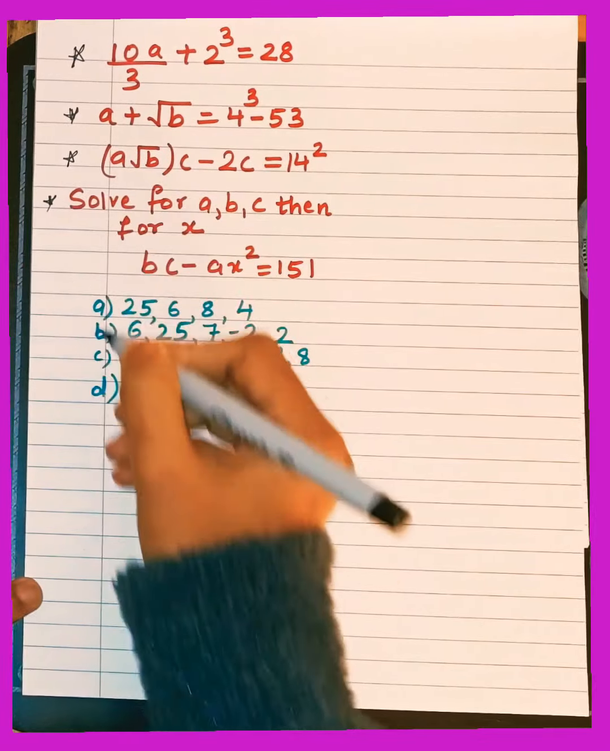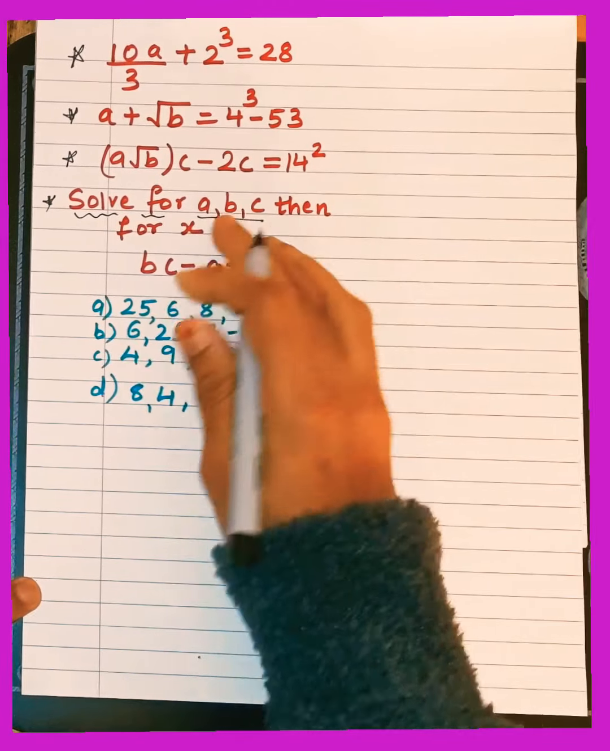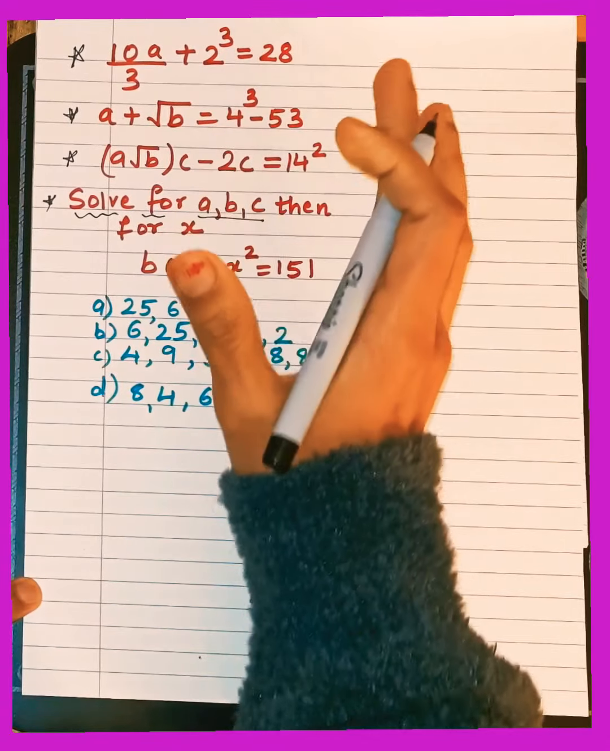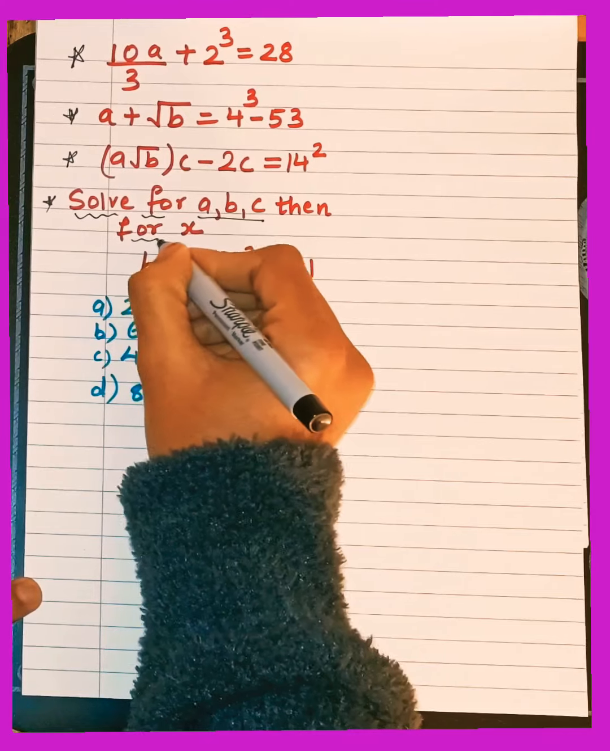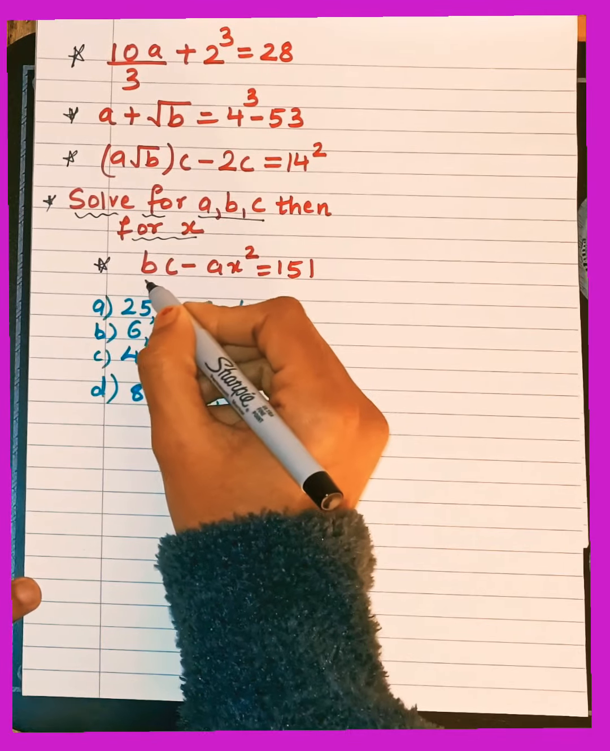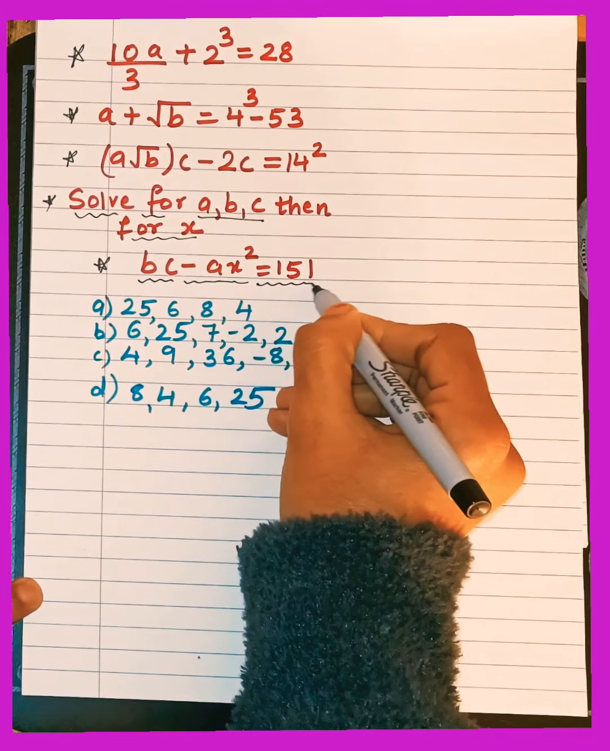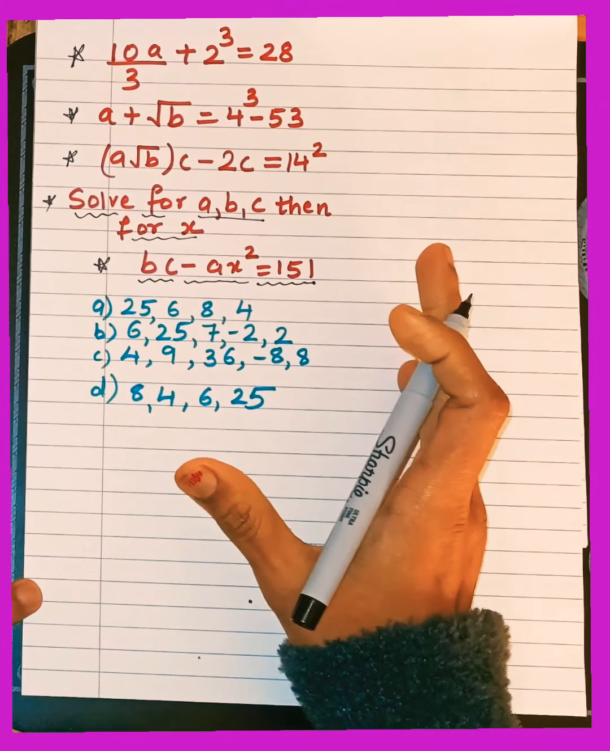And what we have to do, we have to solve for a, b, c. So we have to first solve for a, b and c. So with the help of these three, first we will find out the value of a, b and c. Then we have to find out the value of x. So again this equation is given to us, bc minus ax square equal to 151. So there are a total of 4 equations which are given to us.